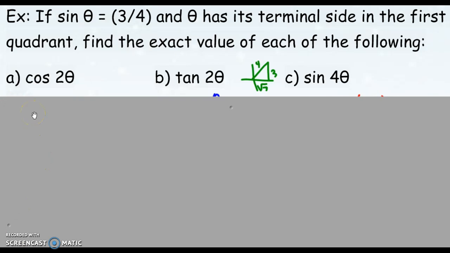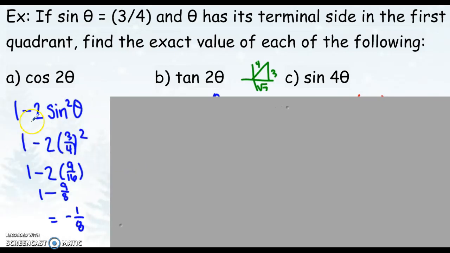Alright, so taking a look at letter A, we've got 3 options for the cosine of 2 theta, and I want to pick the one that's easiest for me with my given information. And for me, that's using the sine function. So I'm going to use the 1 minus 2 sine squared theta. So I'm going to plug that in, and then I'm going to substitute. I know what the sine of theta is, that's 3/4, so I'm going to plug that in, follow my order of operations, so square it, then multiply by 2, and then I'm going to subtract. So 8/8 minus 9/8 is -1/8.